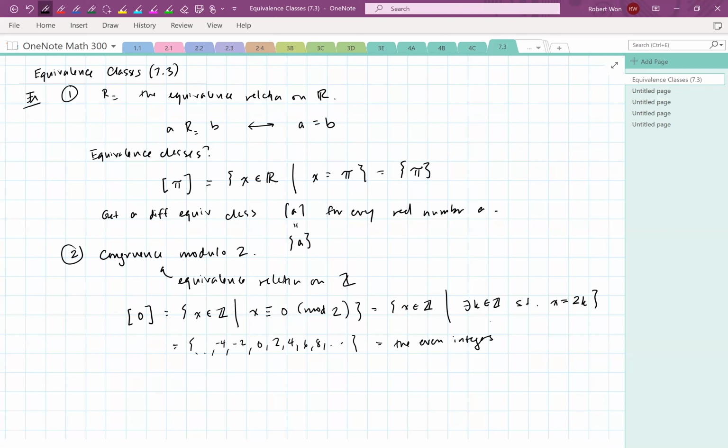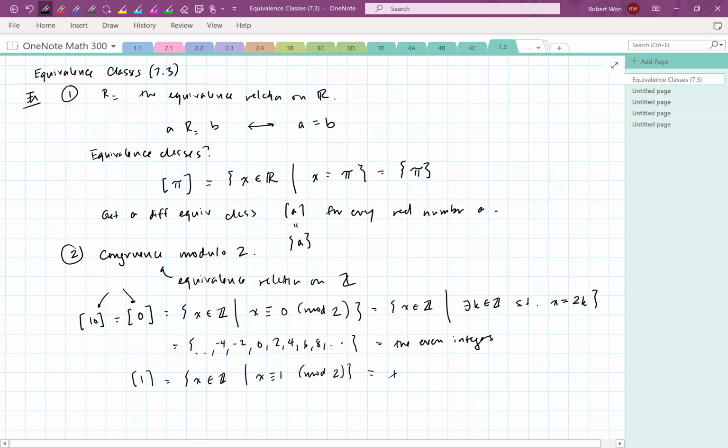By the way, again, an equivalence class can have more than one name. This is also the same thing as the equivalence class of 10. So these two things are equal. They are actually the same thing; it just has more than one name. And then the equivalence class of 1 is the set of all x in Z such that x is congruent to 1 mod 2. This is called the odd integers.